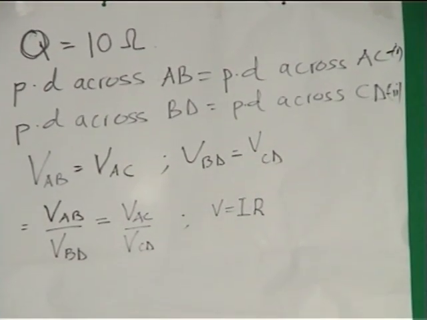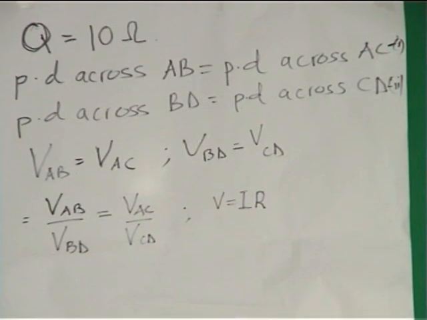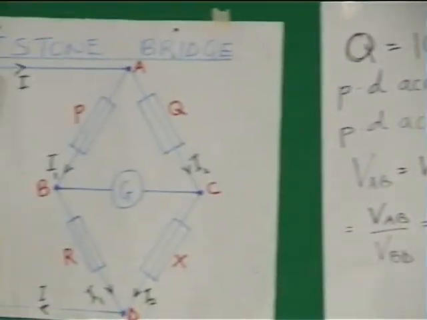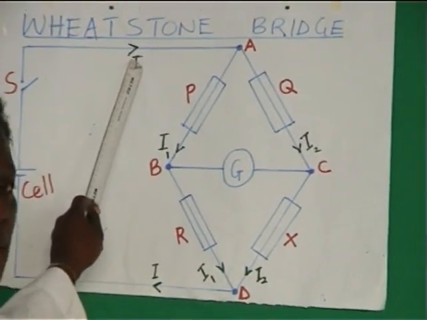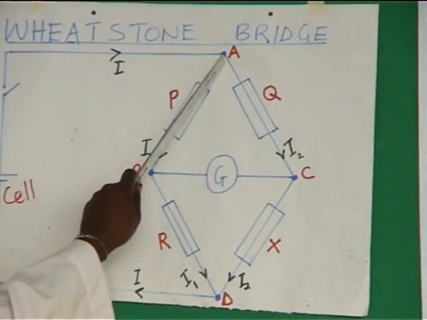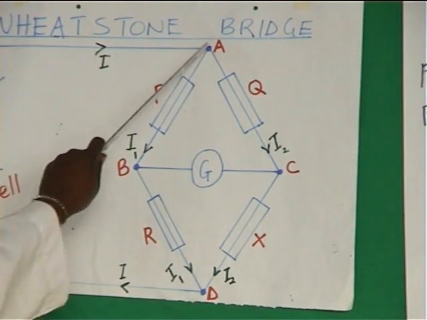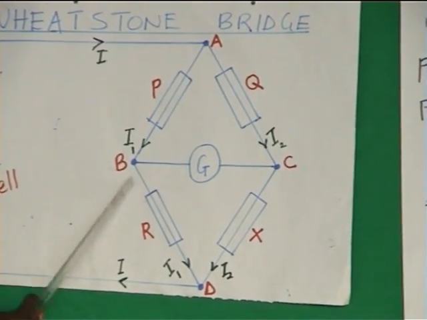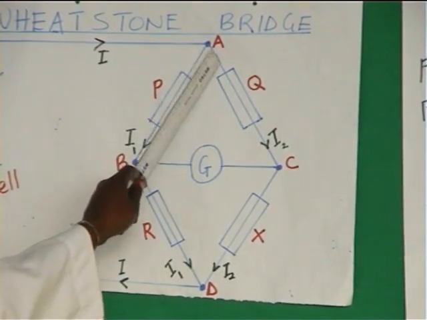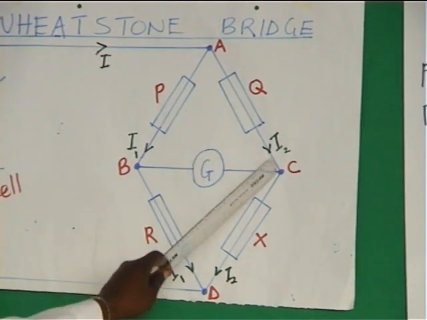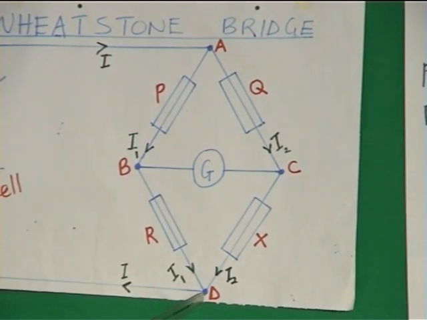Now, from the circuit diagram, it means that there is a flowing of current. Here we have total current I. When it reaches point A, the current divides into 2 parts. One is I1, which passes through resistor P to the resistor R, and the other is I2, which passes through resistor Q through resistor X.